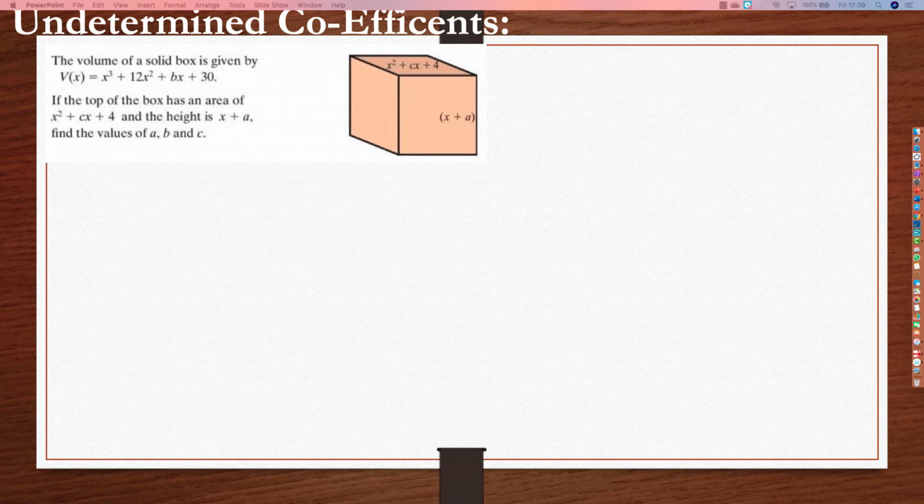Exactly. We're going to multiply our height by the area, and leave it equal to x cubed plus 12x squared plus bx plus 30. You're going to multiply your height, which is x plus a, by x squared plus cx plus 4, and leave it equal to the volume. Did you get all those figures? Just give me a shout if you need help.